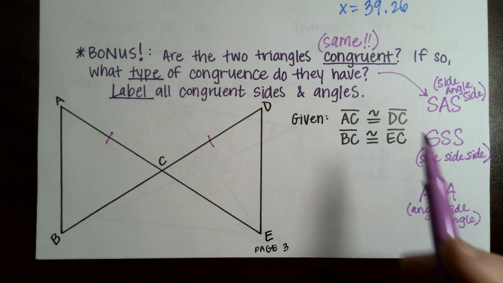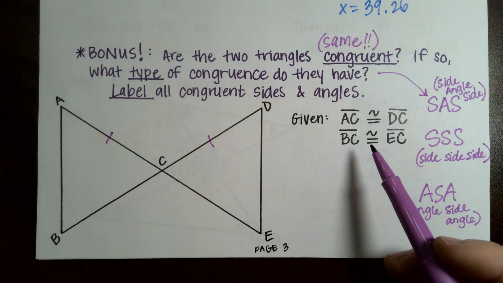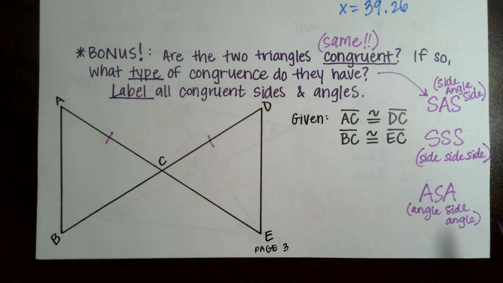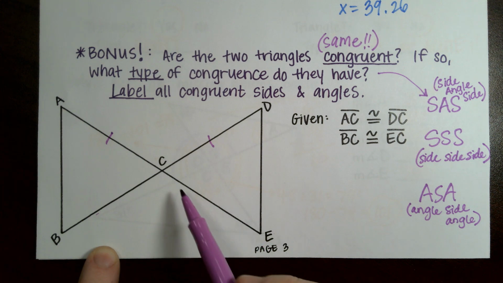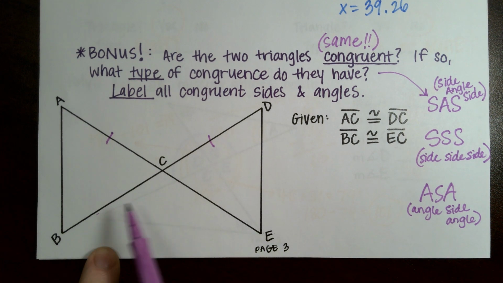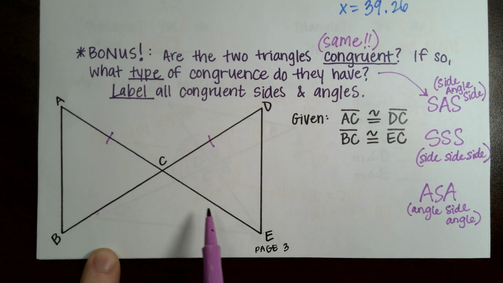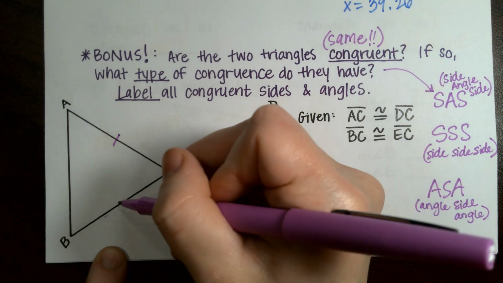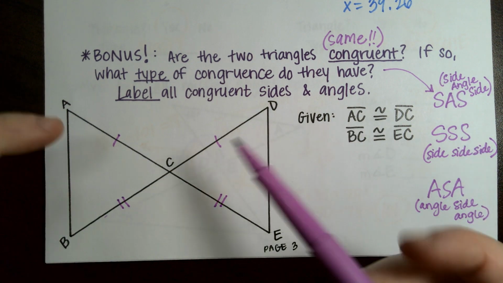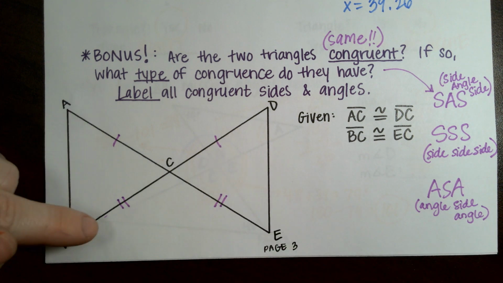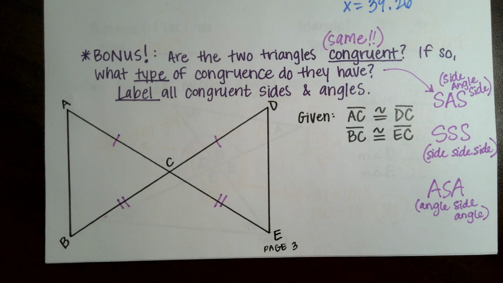And now I know BC is congruent to EC. Those are just down here on the bottom side. How could I mark that these two are congruent to each other? Two lines, good, two tick marks. Okay, so I have two sides that are congruent to each other.